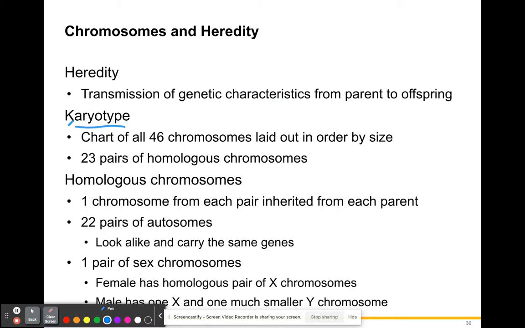A karyotype is something that scientists can do, or doctors can do, to make sure that a person is developing properly and that they have the right set of chromosomes. We can do this in the womb. We can actually test to see what your karyotype is. So a karyotype is nothing more than a chart or a model that counts your chromosomes.